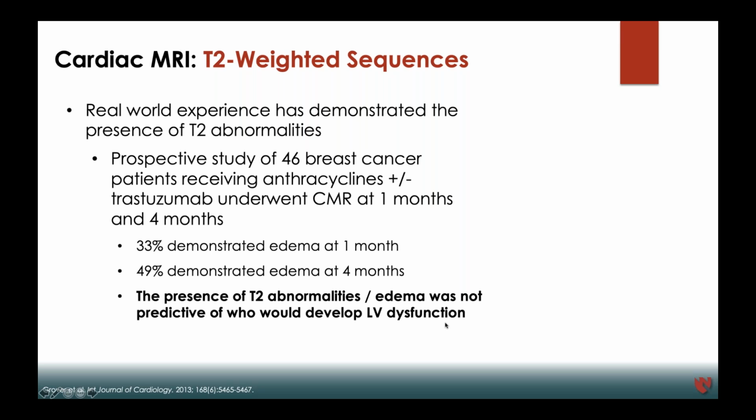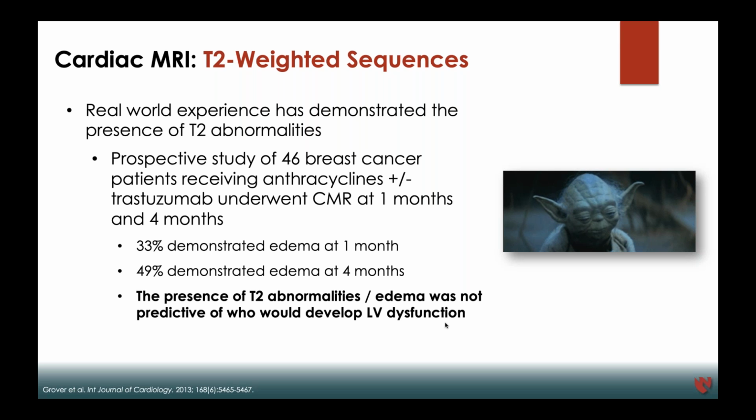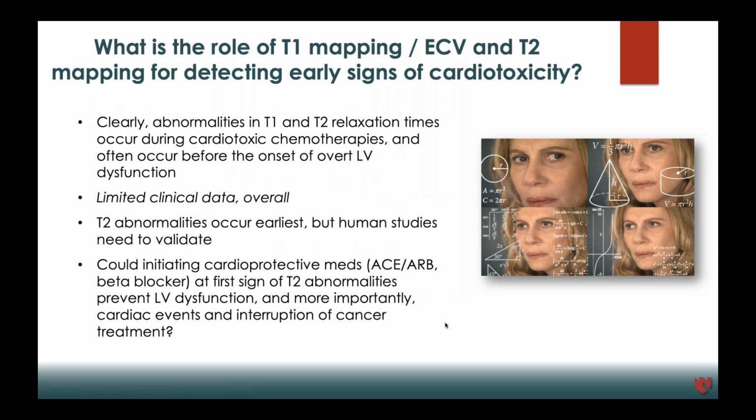But the presence of T2 abnormalities in this patient population was not predictive of those who would later develop LV dysfunction. So this is just one study, which is maybe disappointing to some, but I think that pig study is definitely promising, and I think that we can build upon that and maybe do some more studies focusing on that. So I wouldn't give up on T2 weighted sequences just yet.